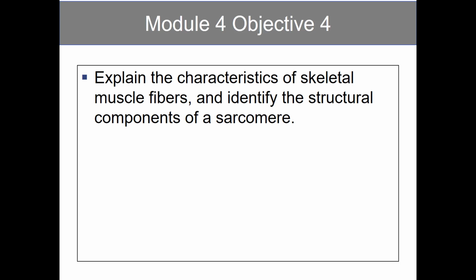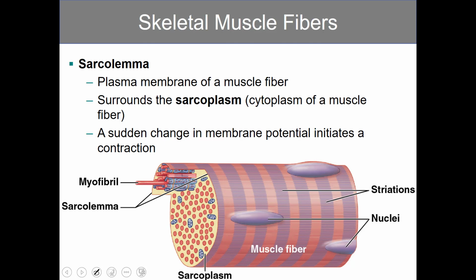Module 4, Objective 4: explain the characteristics of skeletal muscle fibers and identify the structural components of a sarcomere. This particular objective is long and it contains a lot of terminology, so you're going to want to watch this several times and really take your time to learn the terminology. It becomes very important later in this module.